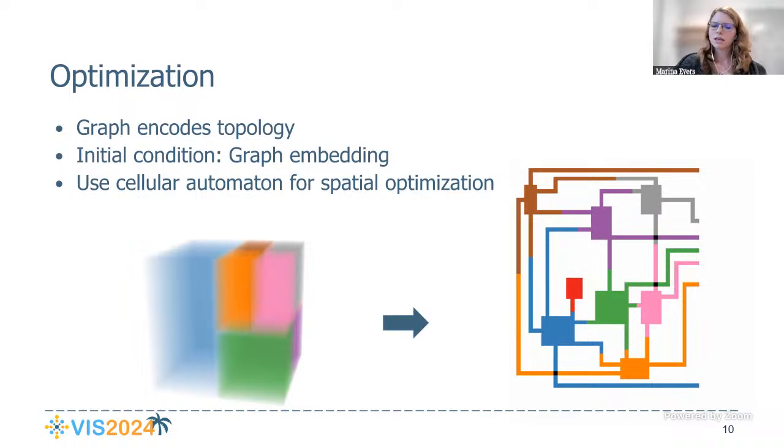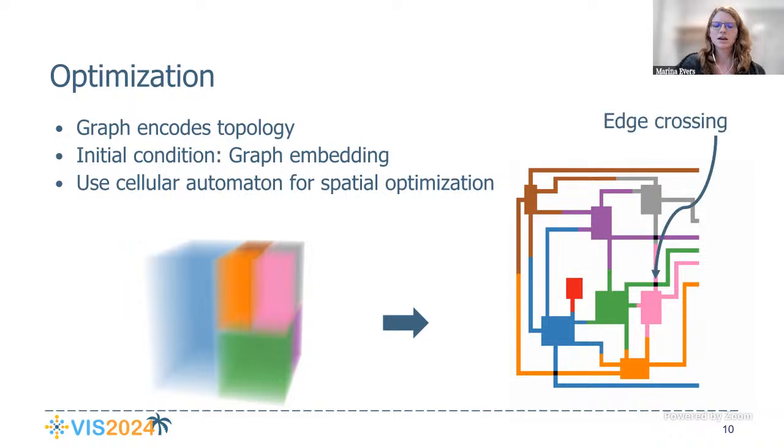So how do we get from the graph to our visual encoding? Here we make use of the fact that the graph already encodes the topology, and therefore we use it as an initial condition. We create a graph embedding, and then use this graph embedding as the initial state for a cellular automaton, which we then use for spatial optimization.